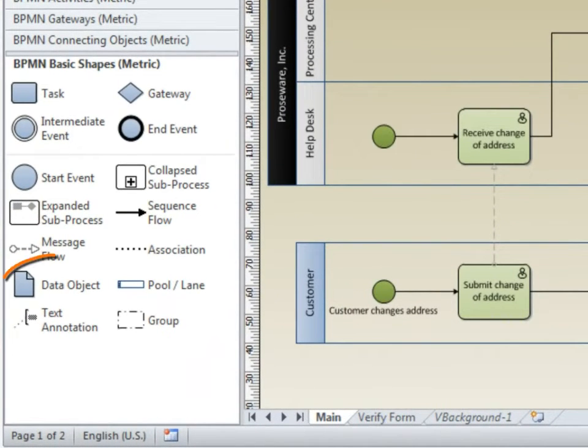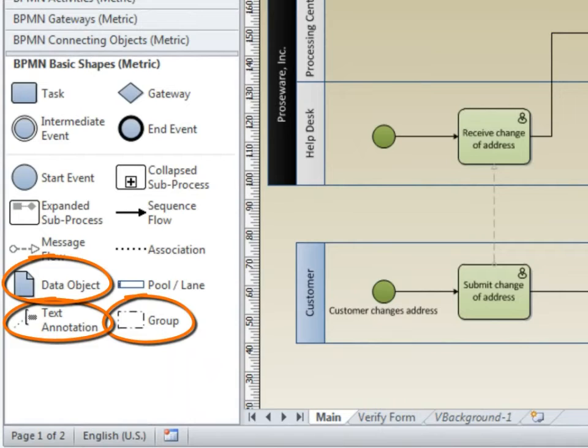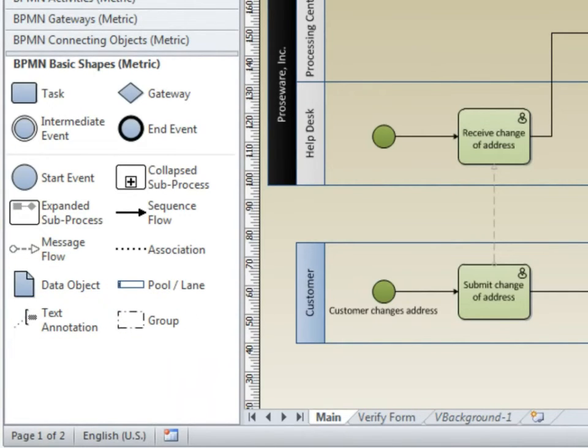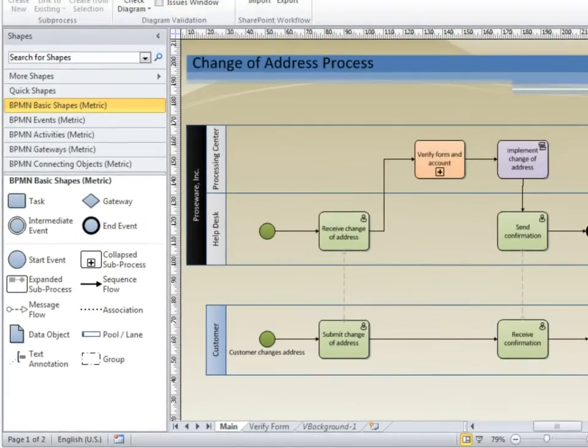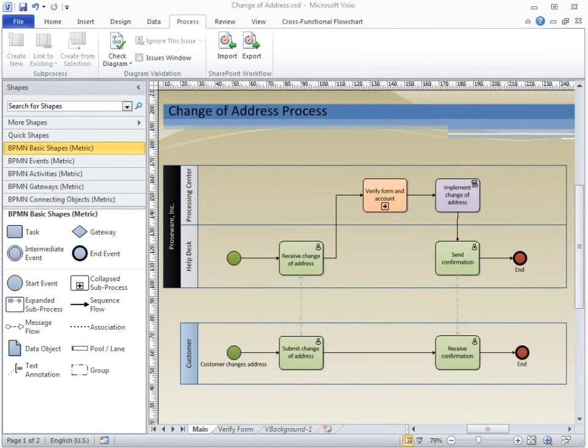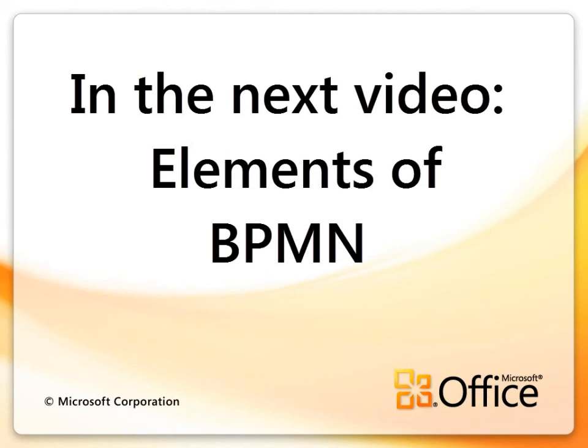The last type of element, artifacts, are for adding information and details, but they aren't part of the structure of the process. Artifacts include text annotations, group boxes that show relationships, and data objects like emails or documents. In the next video, I'll show how these basic elements are turned into the specific steps that are used in the example diagram.